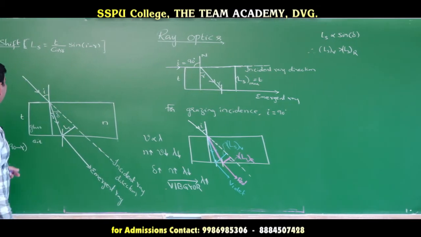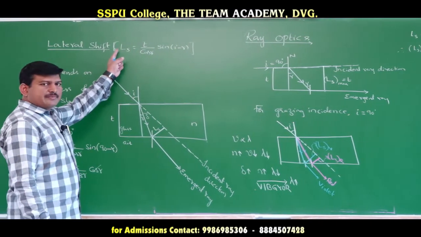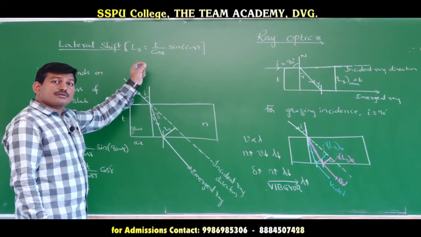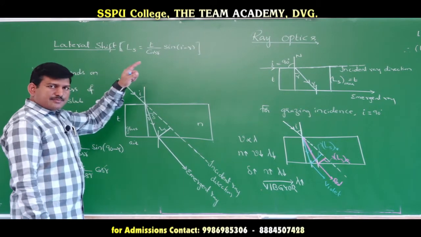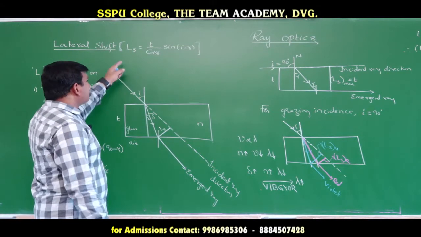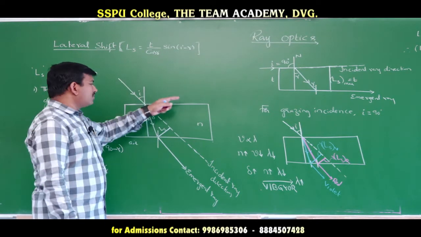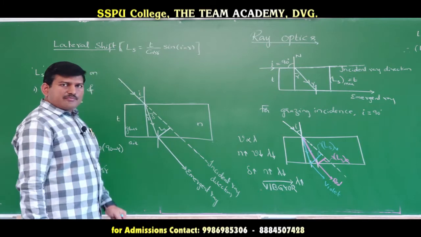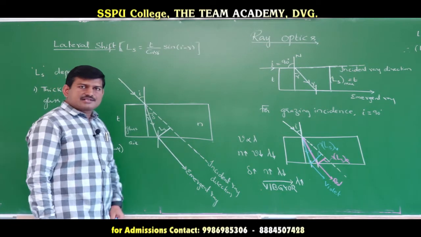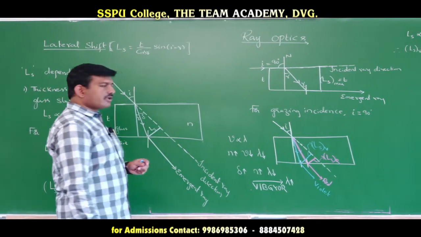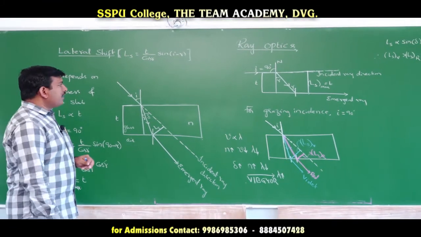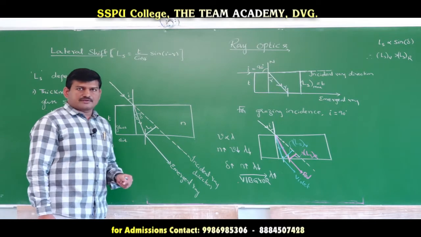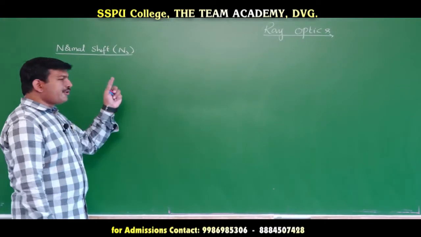So finally, what I can say is that lateral shift depends upon the thickness of the glass slab or the thickness of the refracting medium, and the lateral shift depends upon the deviation angle. Lateral shift depends upon the color of the light or the pair of medium through which the light is undergoing shift. These are the important points regarding the lateral shift. Next is about the normal shift.